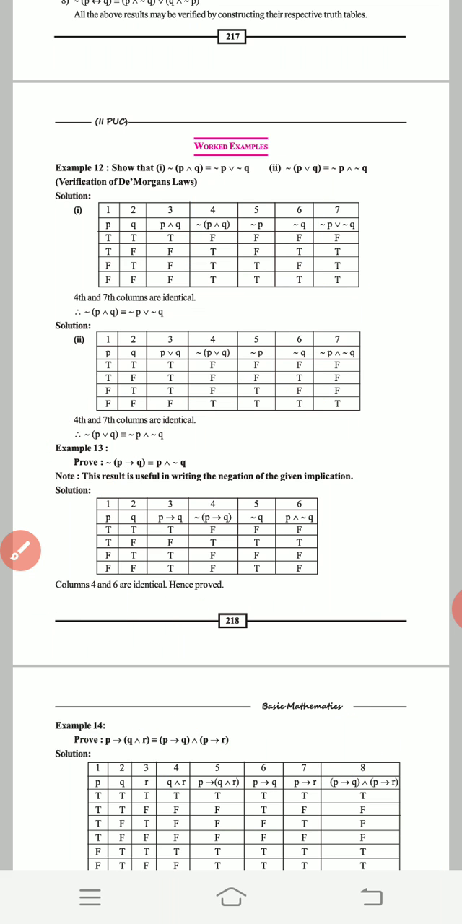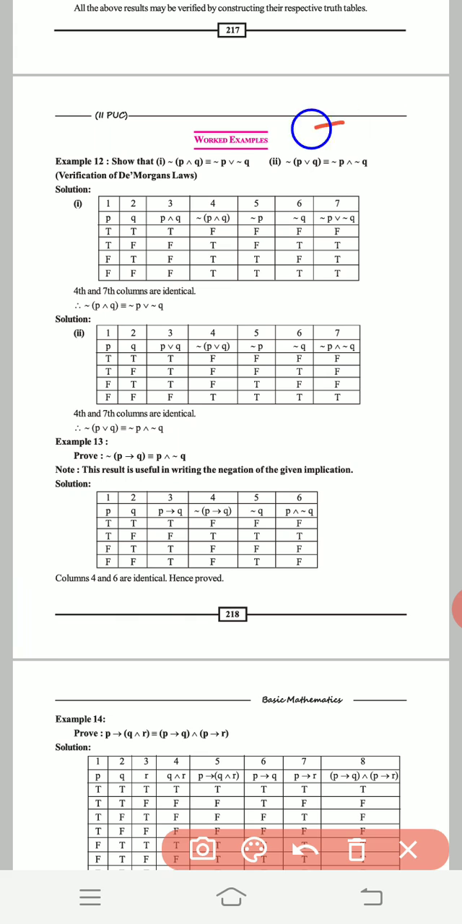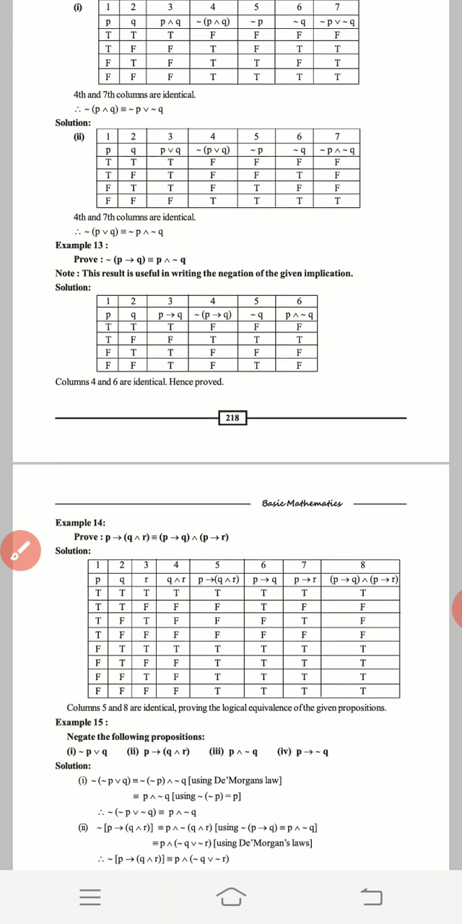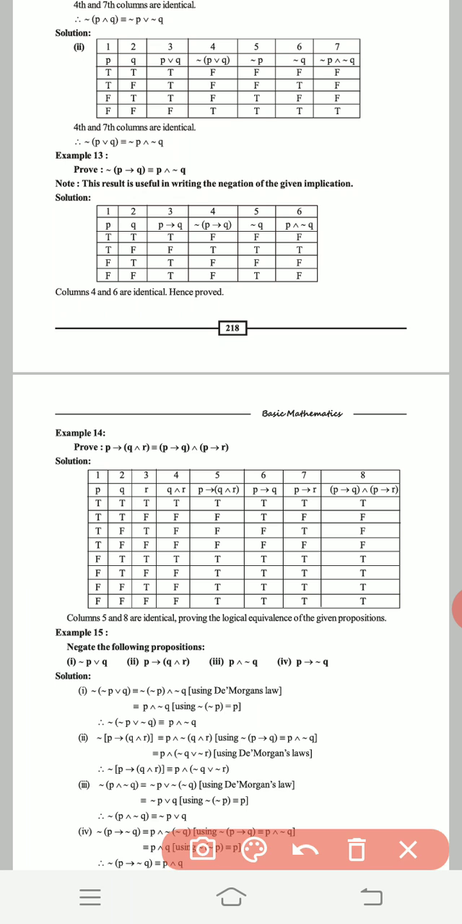Similarly, find out for the second one. We have to prove the second one. Okay. Next, example 13. Prove negation of (P implies Q) is logically equivalent to P and negation Q. These are very important problems. Okay. First find out P implies Q. P implies Q is false in only one case, true, false. Okay. In the remaining three cases it is true.